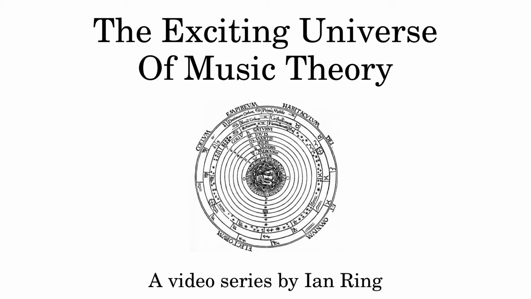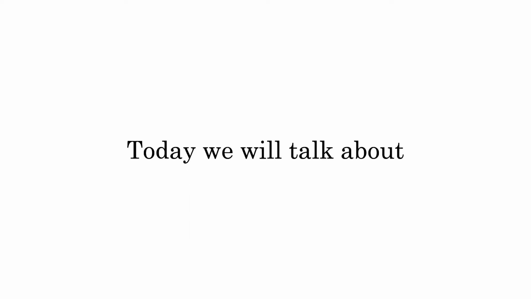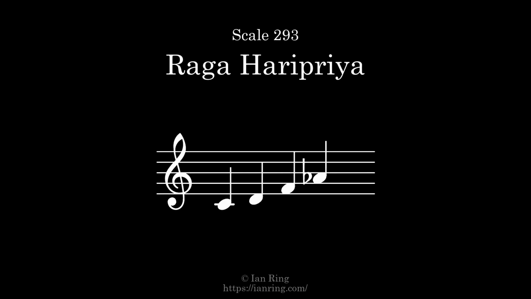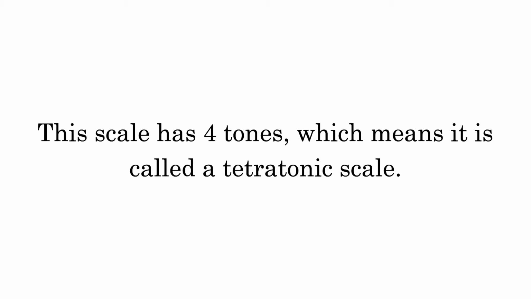Are you ready to learn? Then let's begin. Today we will talk about Scale 293, Raga Haripriya, which sounds like this. This scale has 4 tones, which means it is called a tetratonic scale.